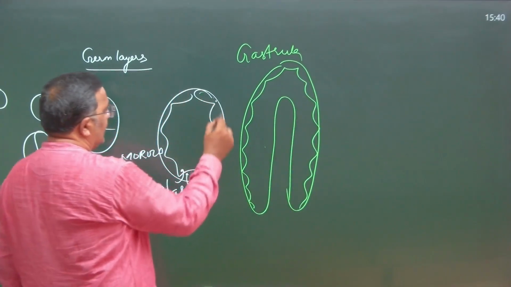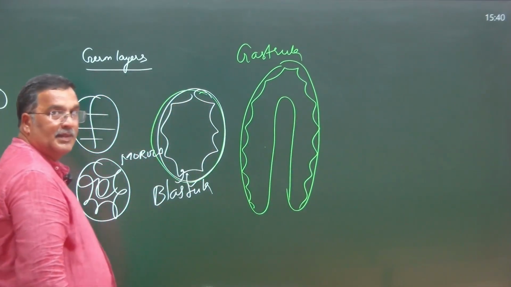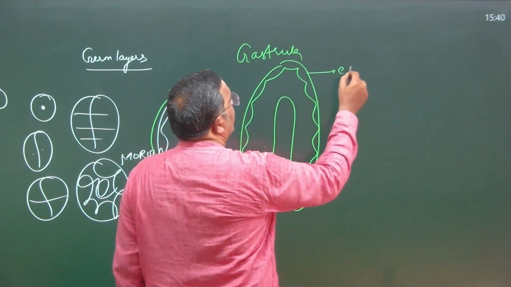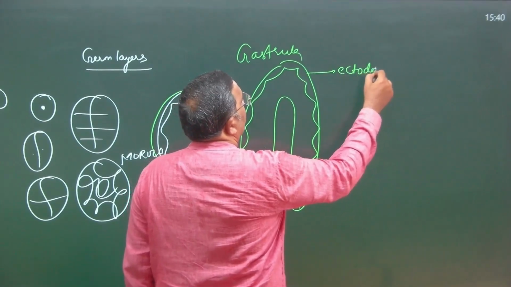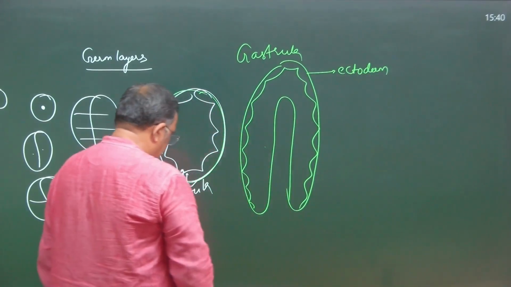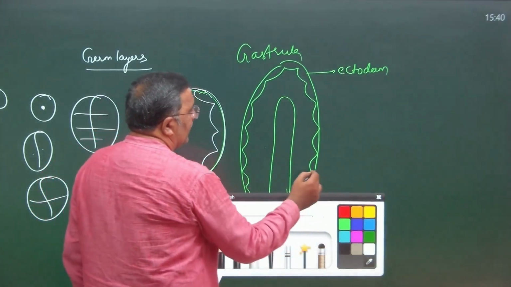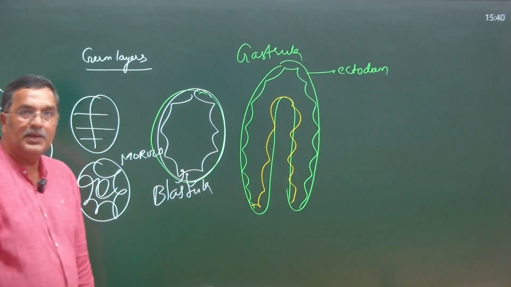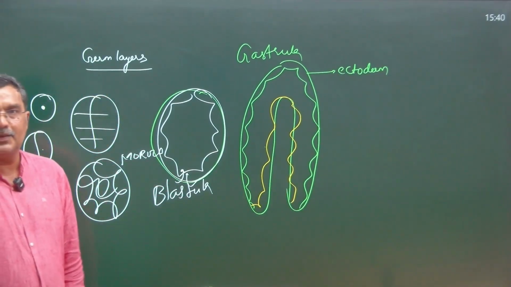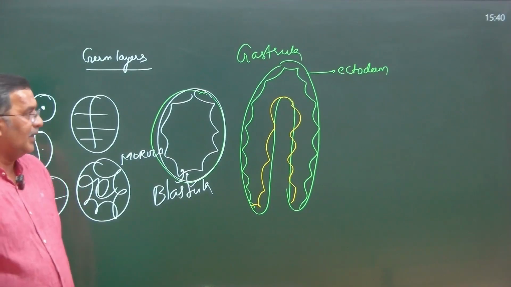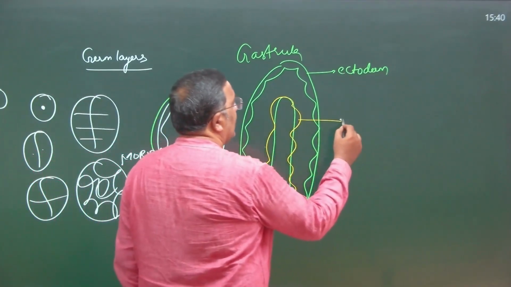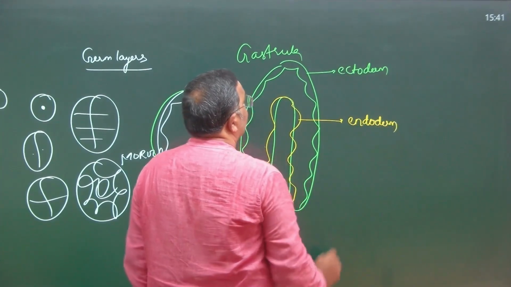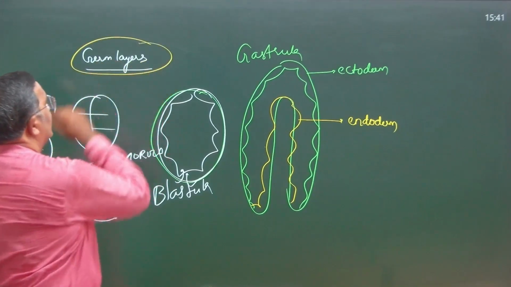Blastula is a single layered structure. Did you notice? Blastula is a single layer. Now, some layers are formed. We name the layers as ectoderm, the outer layer, and the inner layer can be called endoderm. Outer layer ectoderm, inner layer endoderm. We call them germ layers.